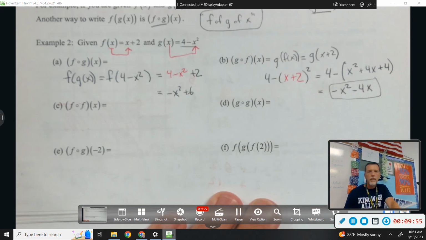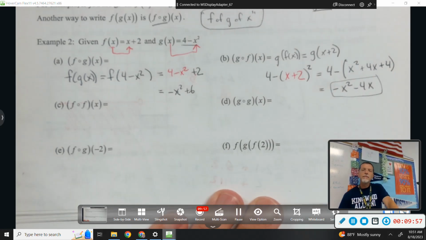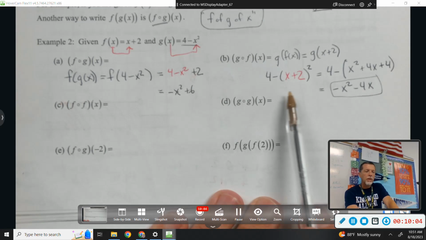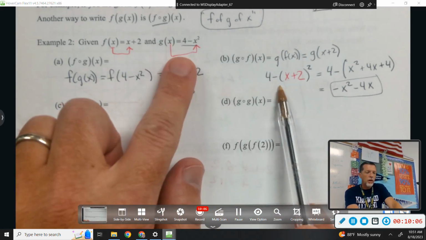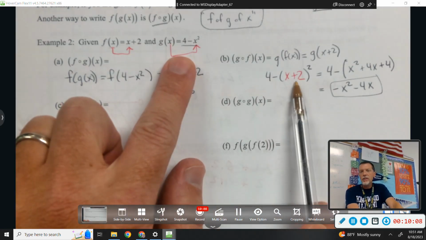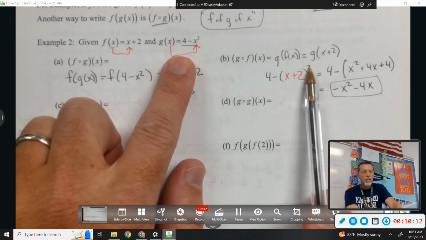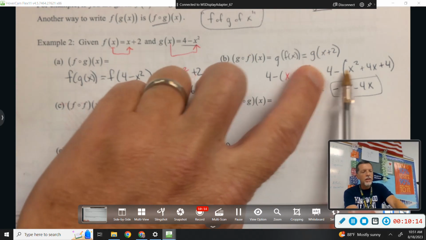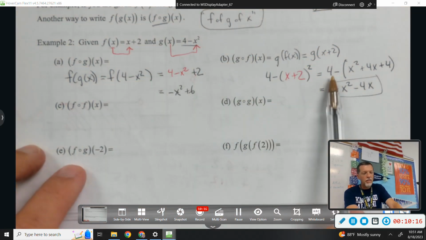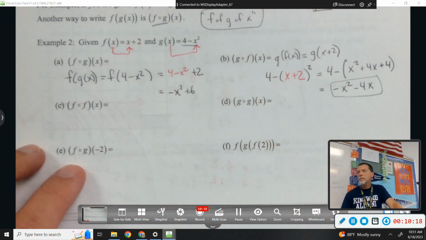Say that again? I just distributed the negative because the negative came from the g equation, 4 minus input squared. So I squared the input, attached the negative to everybody, and then realized that 4 minus 4 would go away.